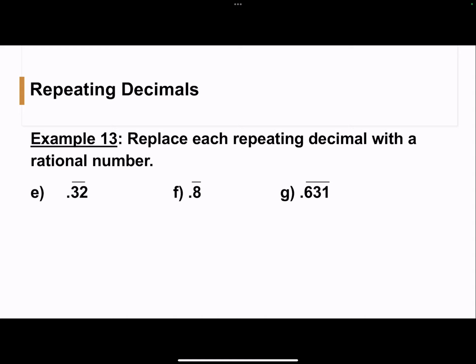In example 13, we're going to replace each repeating decimal with a rational number, so the same thing. Tenths, hundredths, so 32 over 99. Again, a repeat. Tenths place, so that's 8 over 9. Tenths, hundredths, thousandths in part G, so 999 is our denominator, and 631 on top. Converting these repeating decimals to a rational number or a fraction.